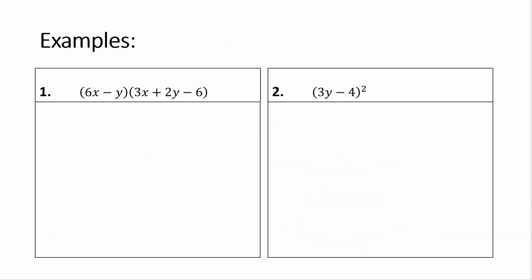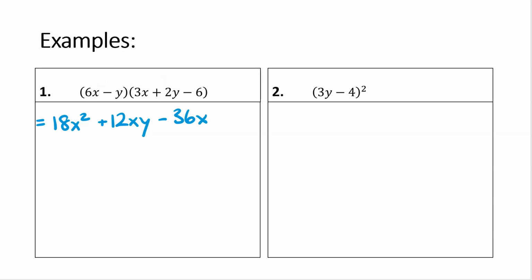So for example 1, we have 6x minus y multiplied by 3x plus 2y minus 6. Take the first term in the first polynomial, the 6x, and multiply it by 3x. We get 18x squared. The 6x multiplied by 2y is a 12xy. A 6x multiplied by a negative 6 is a negative 36x.